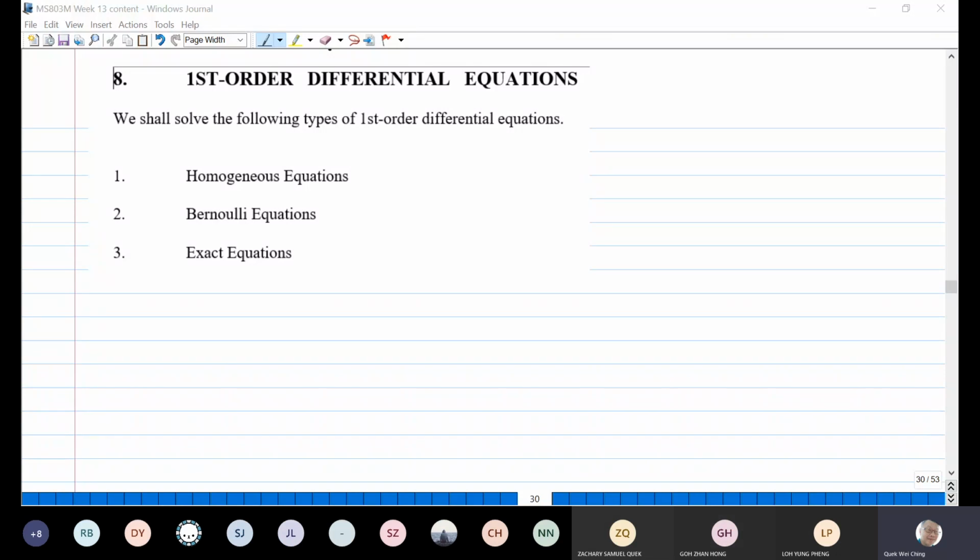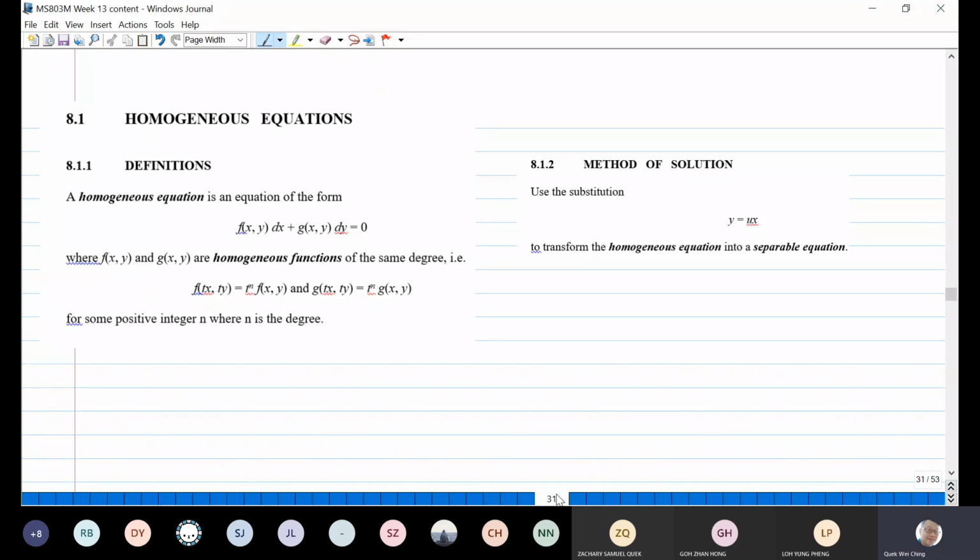Okay, so this one is going to touch on homogeneous equations. How does it look? It's a first order differential equation. Basically, you have an equation that looks like f of x y dx plus g of x y dy equal to 0. Of course, you can rearrange it so that dy/dx equals something. This is this type of equation.